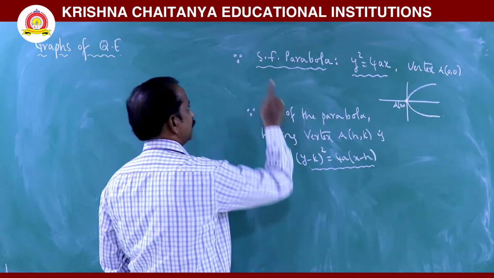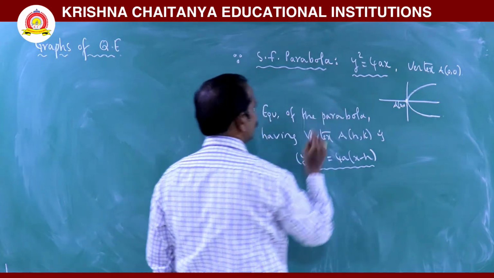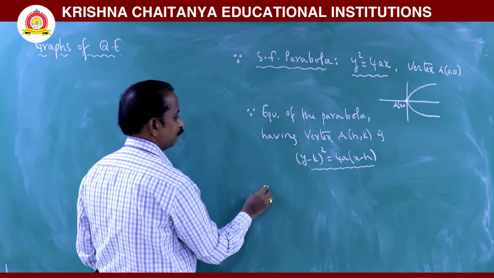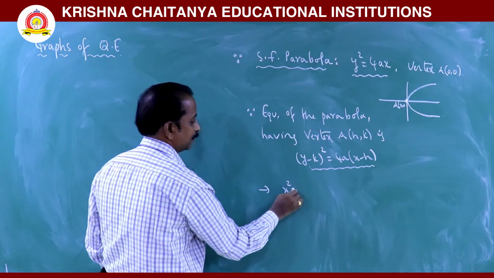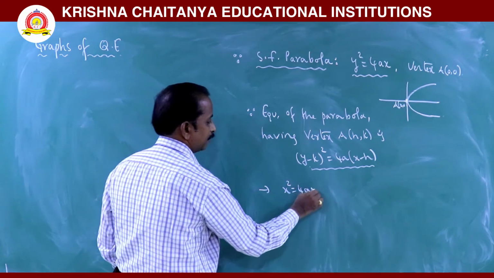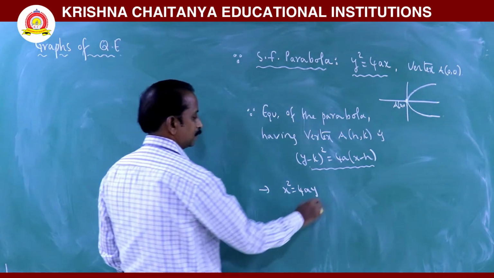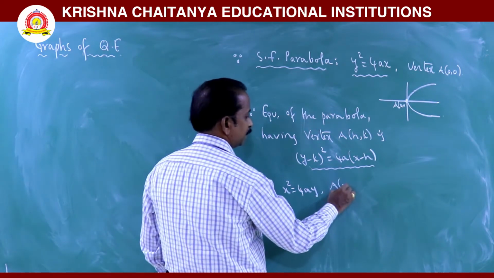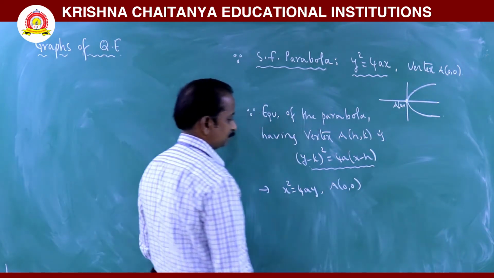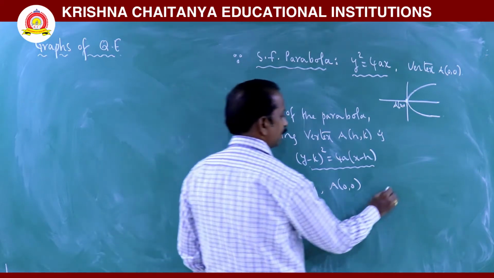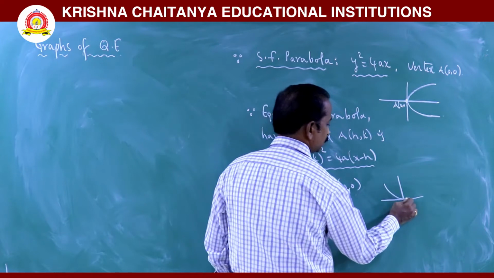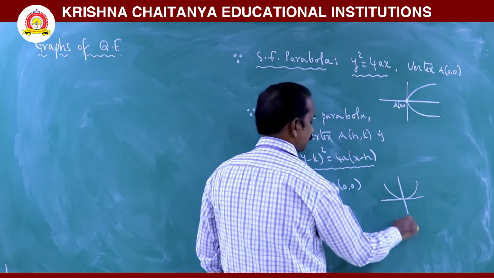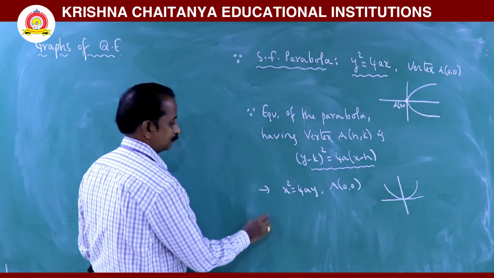Next, there is another standard form of the parabola: x square is equal to 4ay, having vertex 0, 0. The shape of the parabola is like this. It is symmetric with respect to the y-axis.